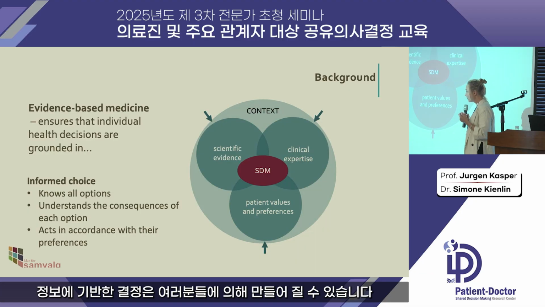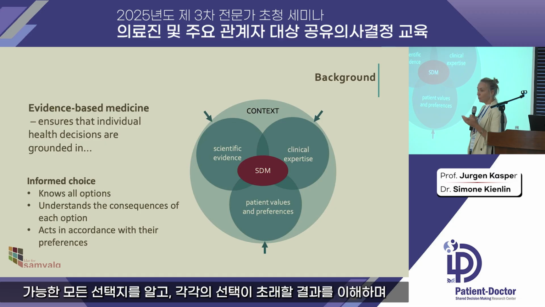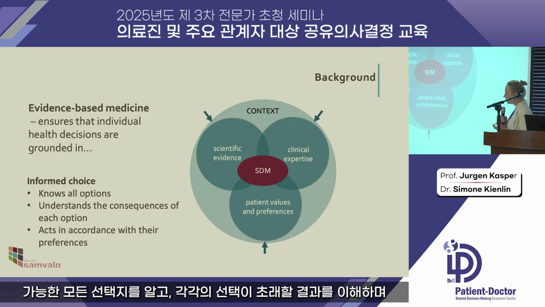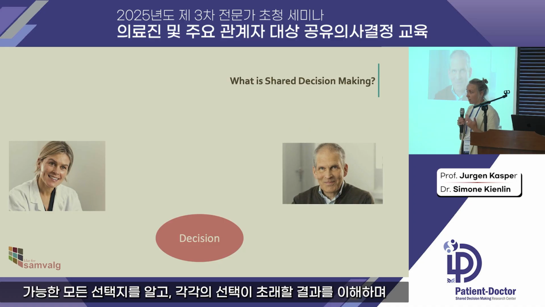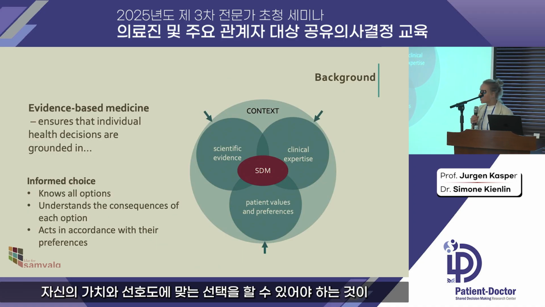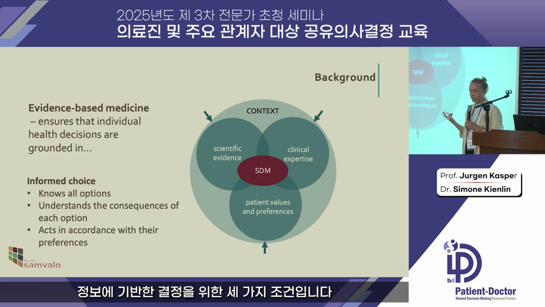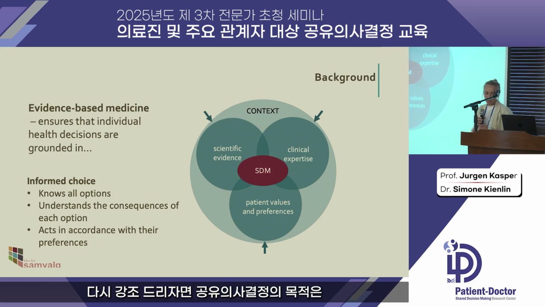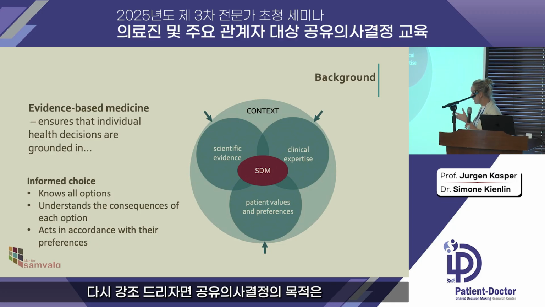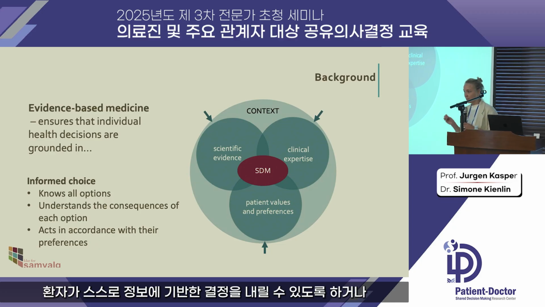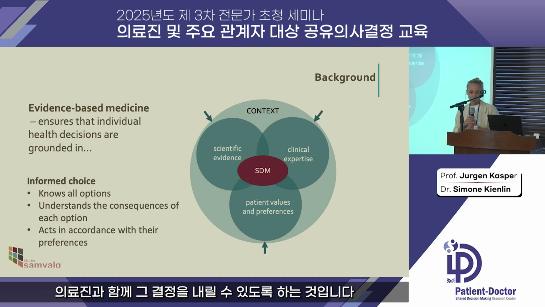An informed decision can be made by a person, by you, if we know all options, we understand the consequences of the different options, and they are in accordance with our preferences. So these three are the criteria for an informed choice, an informed decision. And I say it again, the goal of shared decision making is that the patients are able to make informed decisions, or we make informed decisions together.